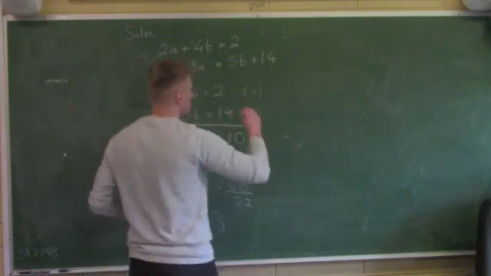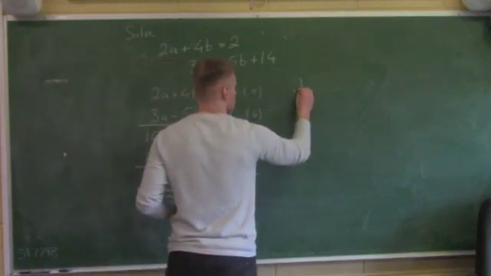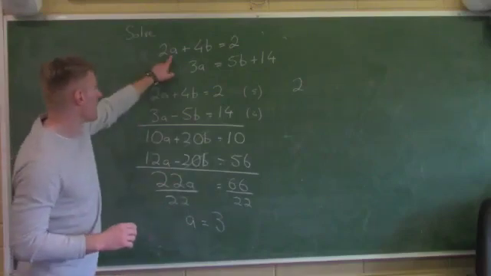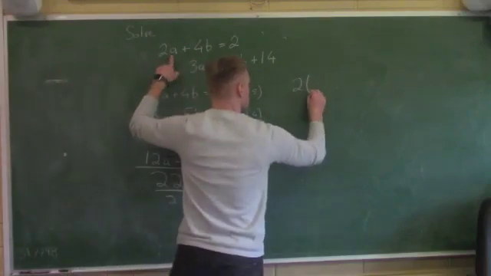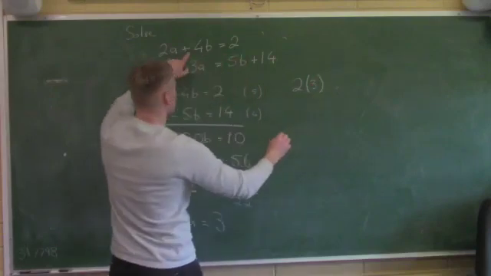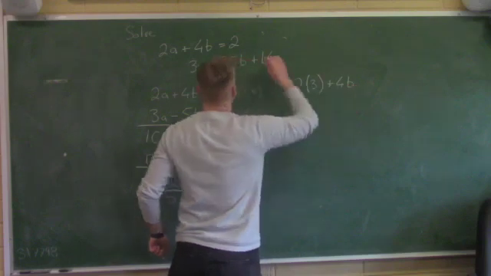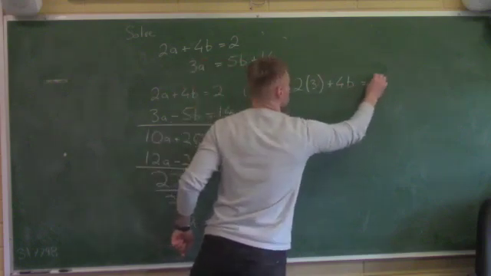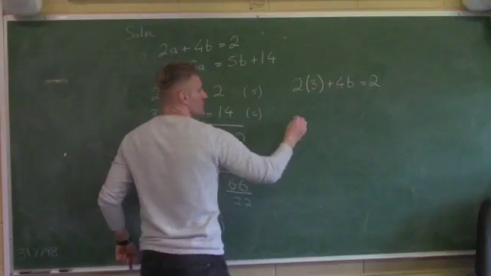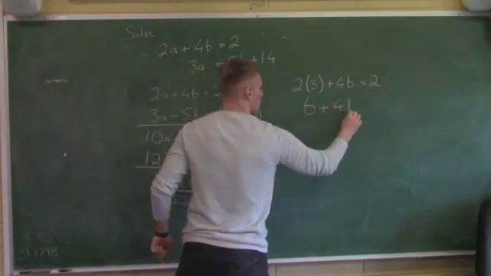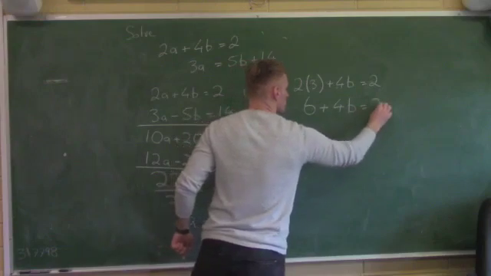It doesn't matter if you pick the second line either, whichever works. Both of them will work, so whichever works for you. 2a, instead of a, it's now 3, plus 4b equals 2. 2 by 3 is 6, so 6 plus 4b equals 2.